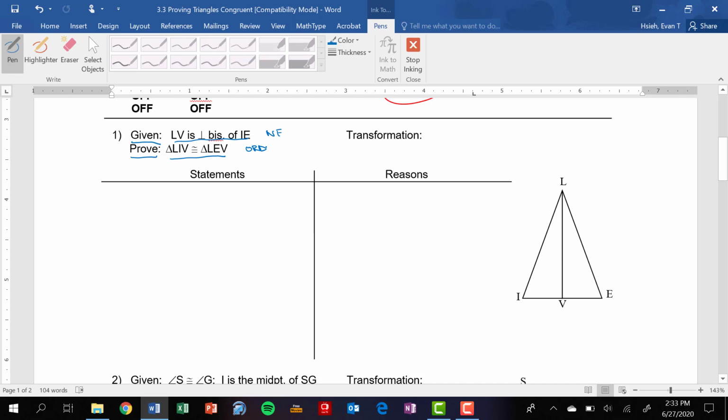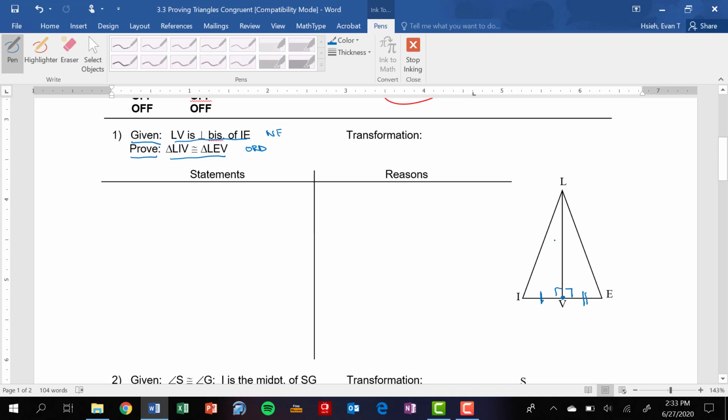When you do these proofs, what I would recommend is you take the given information, and here's the diagram over here to the right, and mark your diagram. So it says that LV is the perpendicular bisector of IE. So perpendicular bisector, we know from the earlier chapters, means that it bisects this, so it's the midpoint. So that means that this is congruent to this, and I know that it's perpendicular to it because it says it's perpendicular.